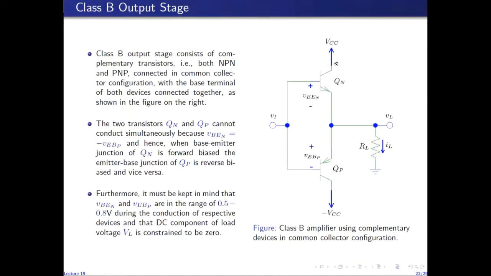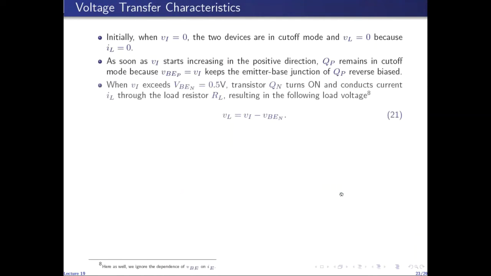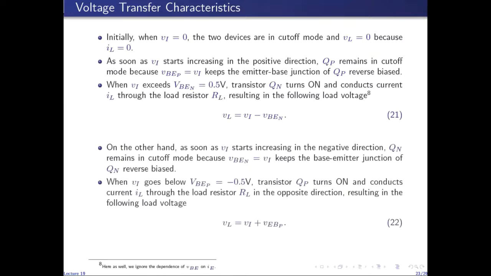So Qn conducted the current through RL in this direction, down RL. QP will conduct current in the opposite direction. So IL will flow up RL and through QP. So IL will flow in the opposite direction, which will result in this equation for the load voltage.